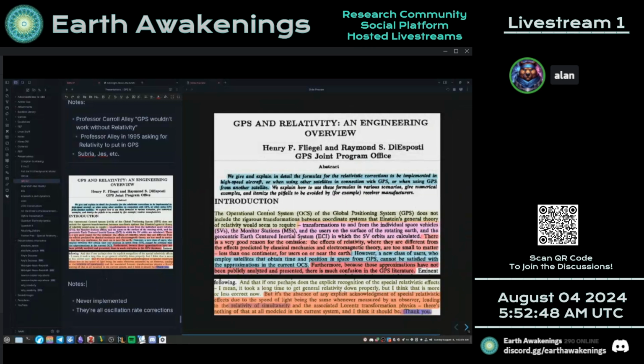That if one perhaps does the explicit recognition of the special relativistic effects, I mean, it took a long time to get the general theory down, or properly down, but I think that it's more or less correct now. But its absence of any explicit acknowledgement of the special relativistic effects due to the speed of light being the same whenever measured by an observer, leading to the relativity of simultaneity and the associated Lorentz transformation physics, there's nothing of that modeled in the current system, and I think there should be.